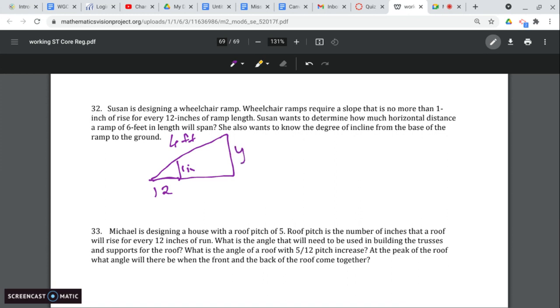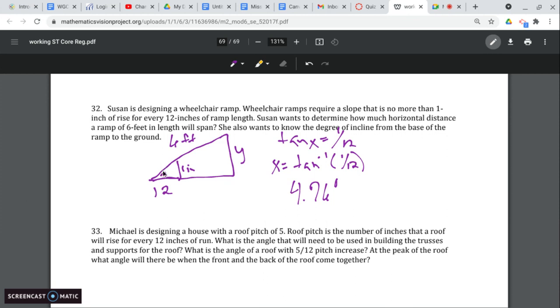So here's our y, our angle down here is x. So to solve for x, we have opposite and adjacent, which means we're using tangent. So tan x equals 1 over 12. So remember, use the inverse. x equals the inverse tangent of 1/12. Plug that in and you're going to find it's 4.76 degrees.